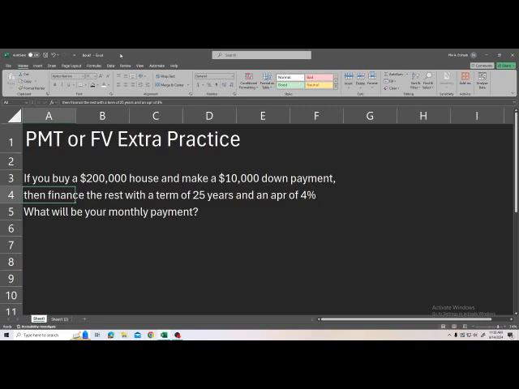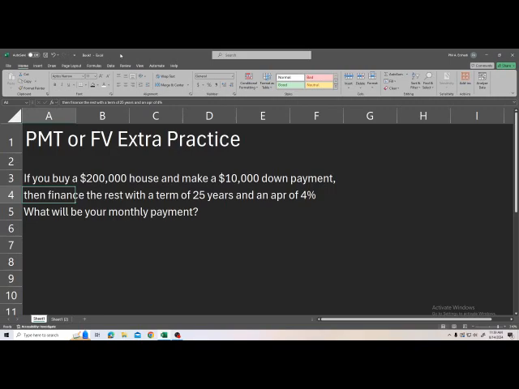In this video, I want to concentrate on how to differentiate between payment problems or future value problems. Let's start with this first problem that says we are buying a $200,000 house and making a $10,000 down payment. We're financing the rest with a term of 25 years and an APR of 4%. The question asks, what will be my monthly payment?